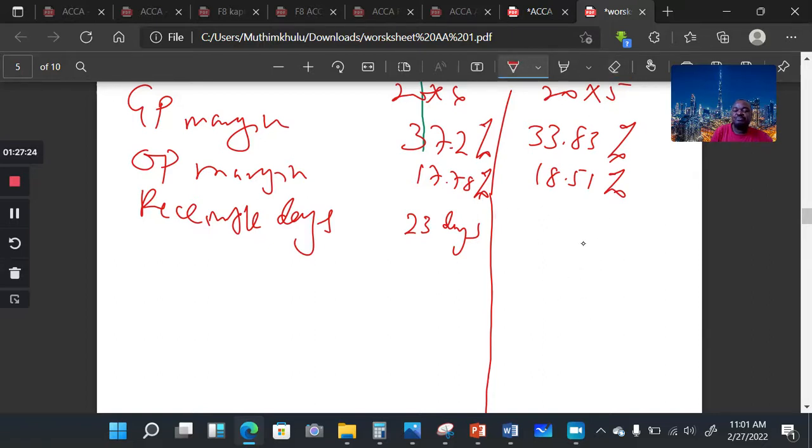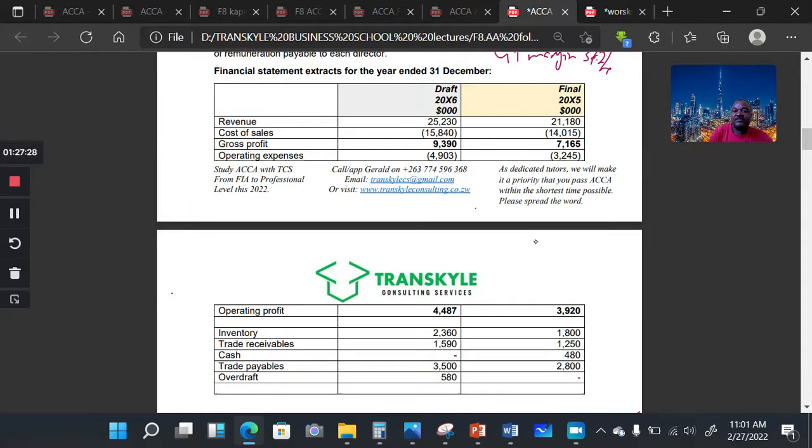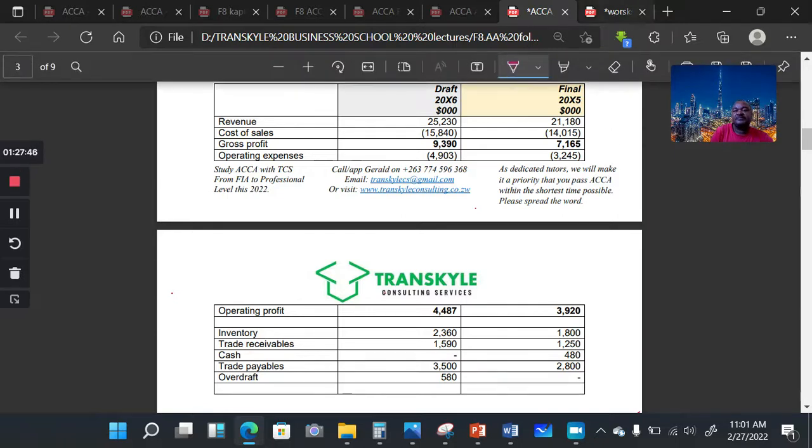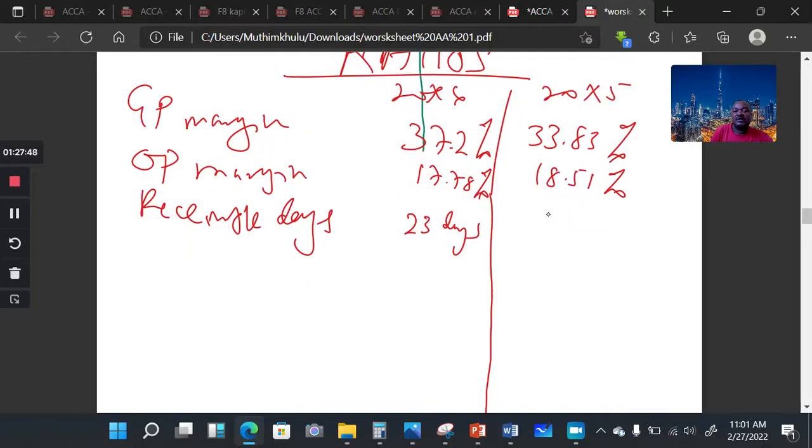For 20x5, go to the question. The receivables 1250 divided by the sales 21,180, multiplied by 365. We are having 22 days.